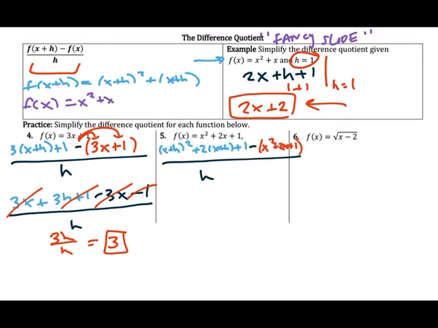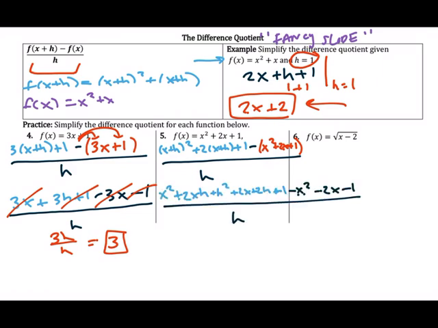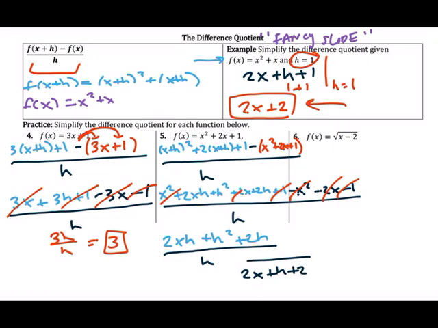So here's the setup where we plug in x plus h for all of our x's. Now I'm going to multiply out my perfect square and distribute that negative sign. So now we're here, and let's go ahead and combine like terms. And then we can divide an h out, which would give us 2x plus h plus 2 as our expression.